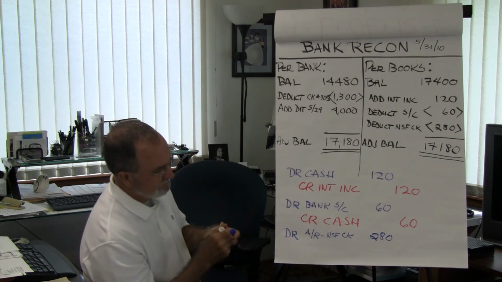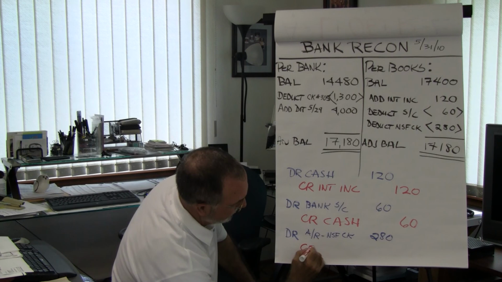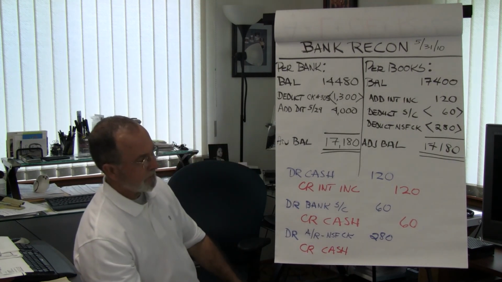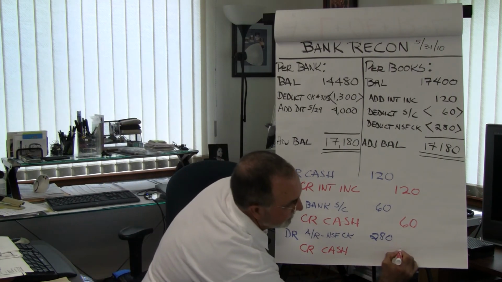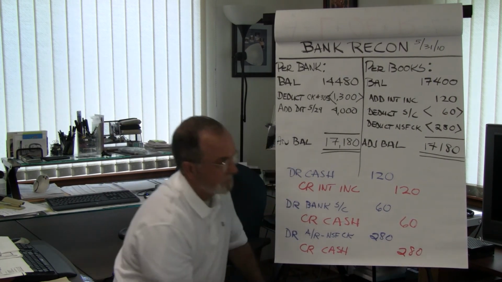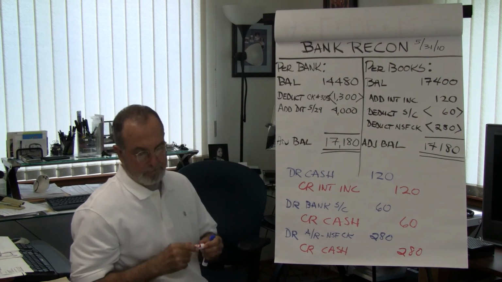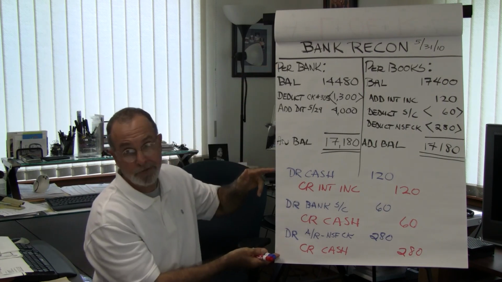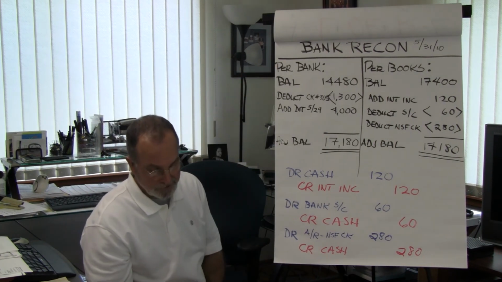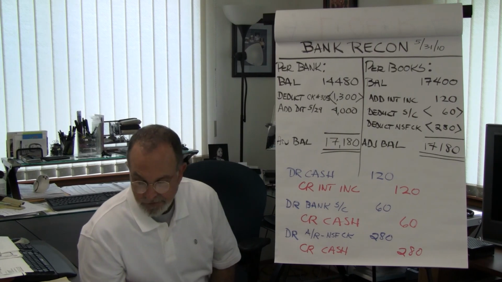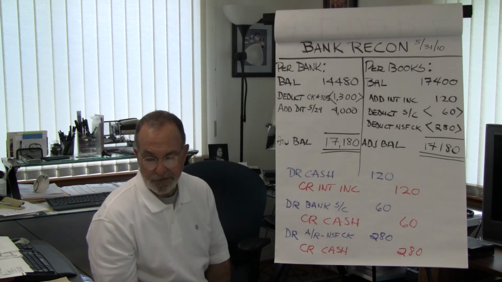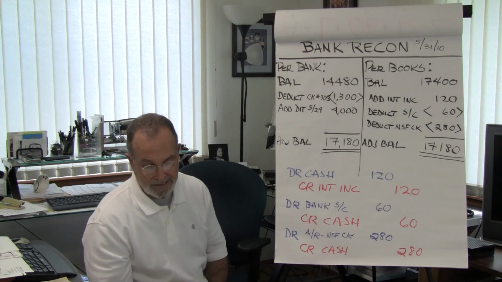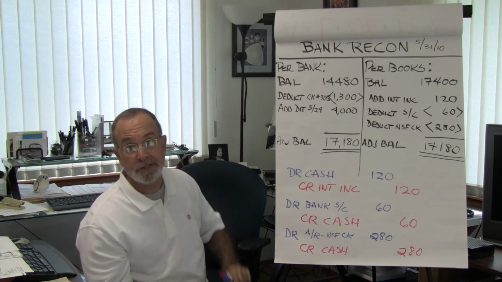And again, our credit is a little bit easier to understand. That NSF check reduces our cash balance, so we credit cash in the amount of $280. And so we have completed our bank reconciliation, including our 3 adjusting journal entries. Now the rest of the problem asks you for some other information, which I think you can figure out on your own. This is the meat of the problem, which is basically preparing the bank rec.